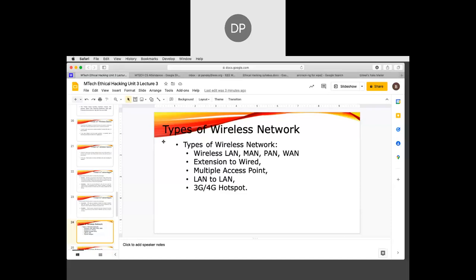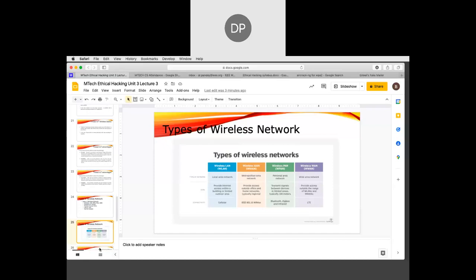A wireless network may be a connection of two LANs. The LAN may itself be wireless or may be wired. Also, 3G and 4G hotspots are also a variety of wireless network. So, types of wireless network: wireless LAN, wireless MAN, wireless PAN, wireless WAN. Here, LAN means simple local area network, then metropolitan area network, personal area network, and wide area network.